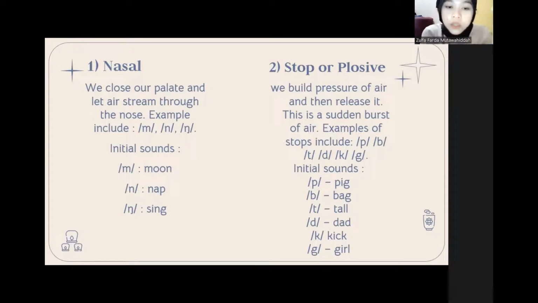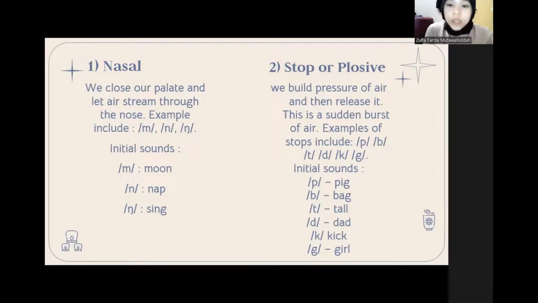Okay, next, second, we have stop or plosive. Stop or plosive, we put pressure of air and then release it. This is a sudden burst of air. Examples of stops include b, t, d, k, and g.